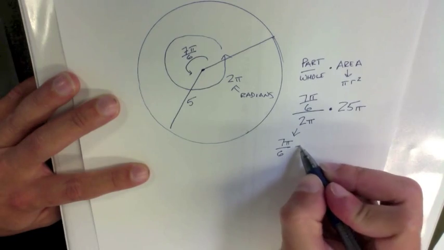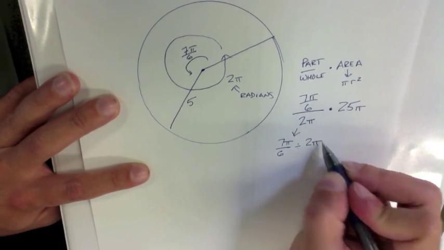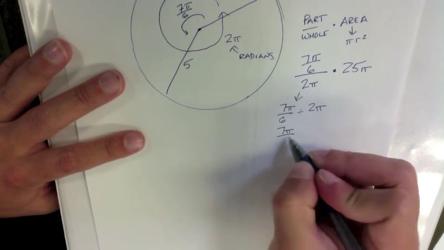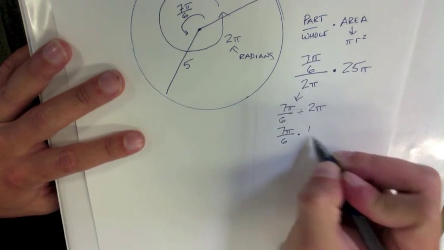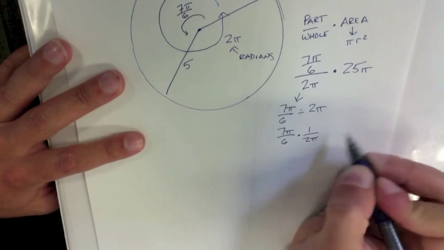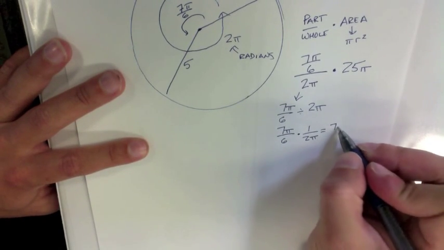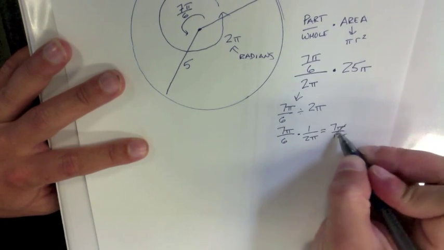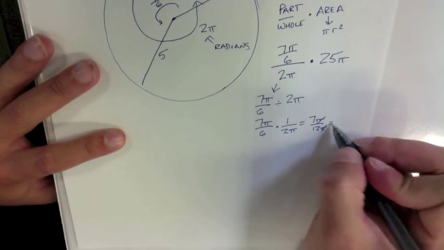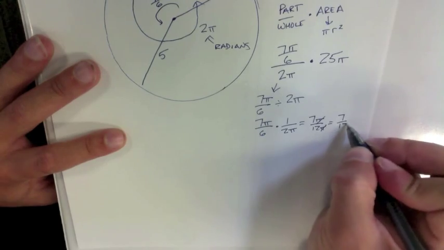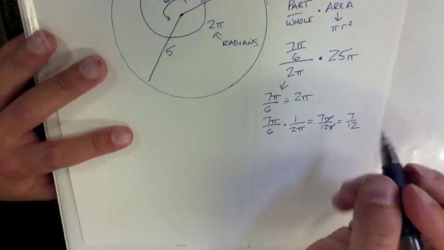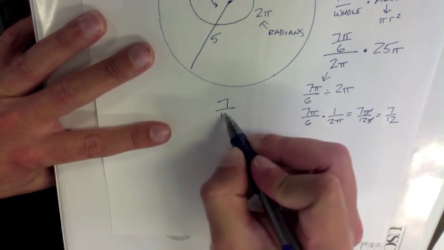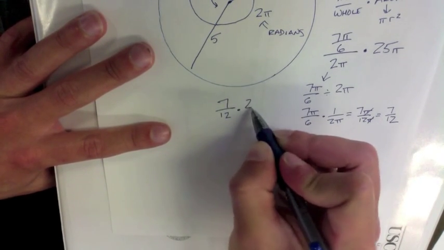Now, if we separate this, 7 pi over 6 divided by 2 pi, if we write it out, it might be easier for us to see. What we need to do is multiply by the reciprocal, and we're going to get 7 pi over 12 pi, and our pi's are going to cancel out. So that's going to give us just 7 over 12. Now that's the fraction of the circle that we care about. We care about 7/12 of the circle.